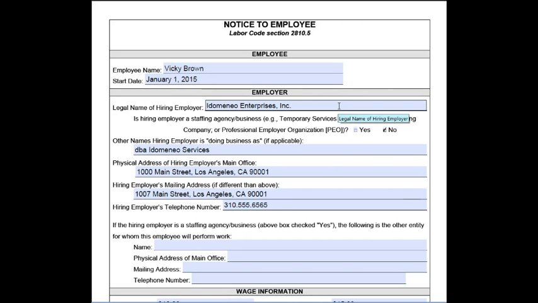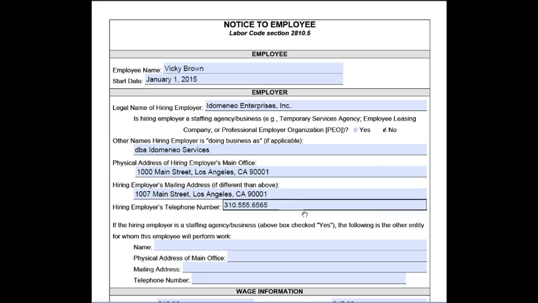If you're doing business under any other names, indicate those names here in the DBA section. Temp agencies, leasing companies, and professional employer organizations would check this yes box. Otherwise, if you're a direct employer, check no. Provide the physical address of your main office as well as your mailing address if different from your main office address, and also provide your telephone number.